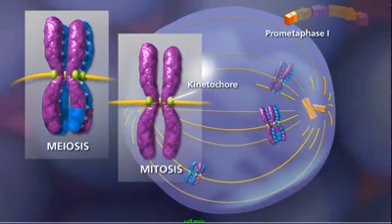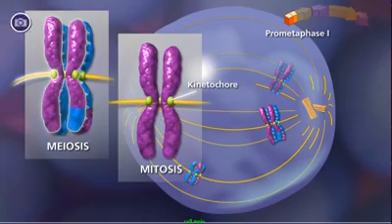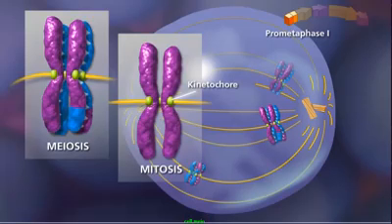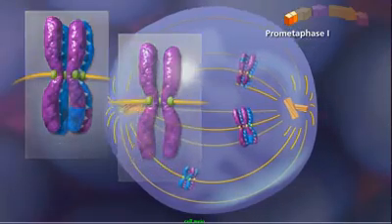Because of synapsis and crossing over in meiosis, homologous chromosomes remain aligned, so that a pair of sister chromatids is attached to only one pole by the kinetochore microtubules. In mitosis, each sister chromatid is attached to a spindle fiber. The fibers originate from opposite poles.